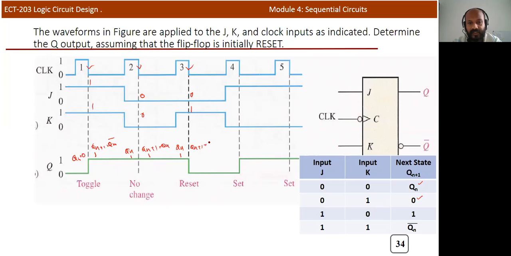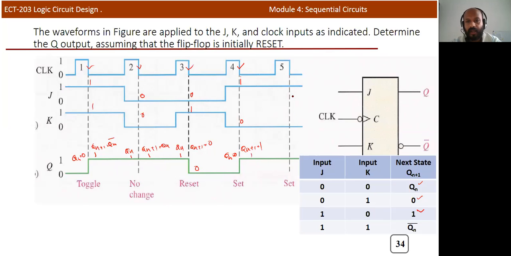For 0 1, it is 0, so it changes to the reset condition. Now for the fourth falling edge, the JK inputs are 1 0. If it is 1 0, it becomes the set condition. So Qn is equal to 0 here, but Qn plus 1 is equal to 1, so it will change from 0 to 1.